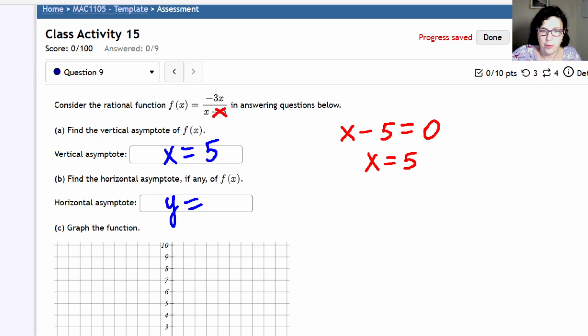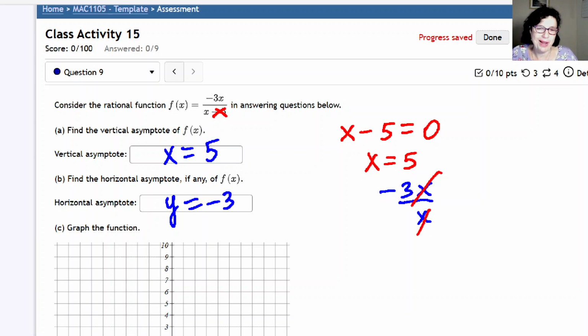What will I get? I will get negative 3x divided by x. And you can see that the two powers that are the same will cancel out. So just cancel the x and you get your negative 3. So the horizontal asymptote is y equals negative 3.